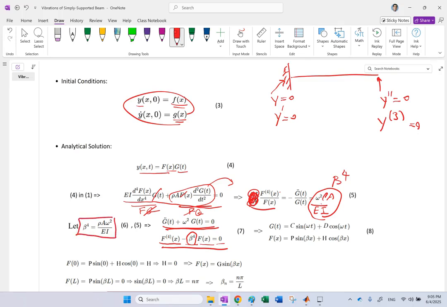Okay, so this is an important relation. That definition of beta is this: beta to the 4 is rho A omega squared over EI. There we go. So I got these two solutions. Now, why did we call it omega squared? In other words, we said both of these two sides should be equal to a constant, right? We said this is a function of x, this is a function of t, they are equal to a constant, but we assume that this constant is positive because it's squared.